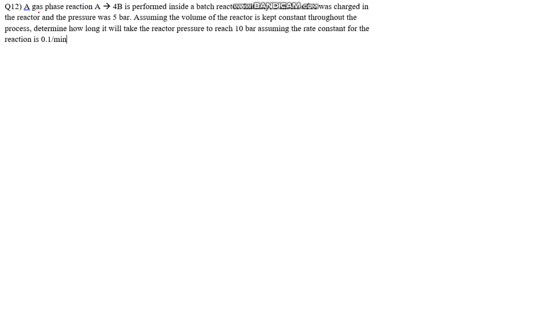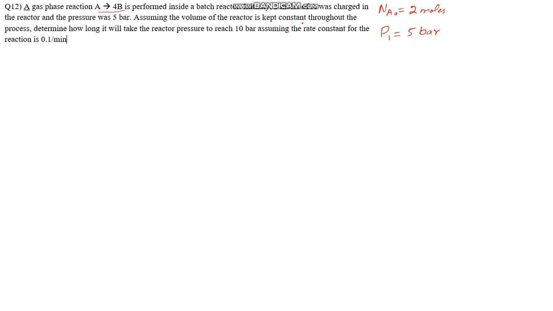So question number 12. A gas phase reaction A goes to 4B is performed inside a batch reactor. Initially 2 moles of A was charged into the reactor. So Na naught is equal to 2 moles. The pressure was 5 bar. Initial pressure, let's say P1 is the initial pressure, that is 5 bar.